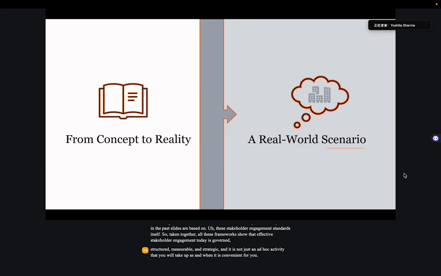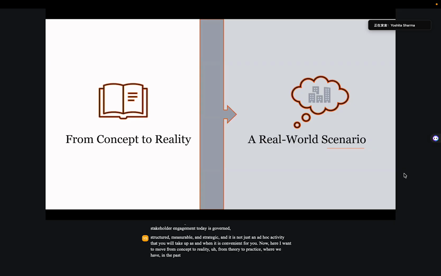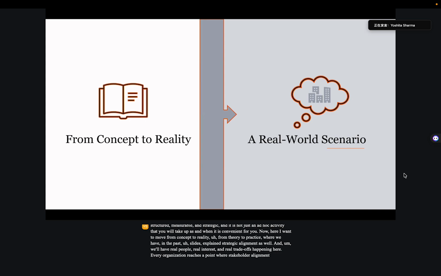Now, here I want to move from concept to reality, from theory to practice, where we have in the past slides explained strategic alignment as well. And we'll have real people, real interests, and real trade-offs happening here. Every organization reaches a point where stakeholder alignment stops being a slide deck topic and becomes a business necessity. And I will walk you through a real-world scenario that shows this transition.